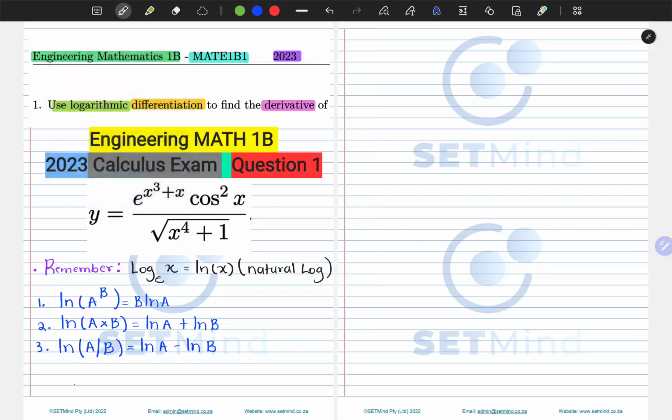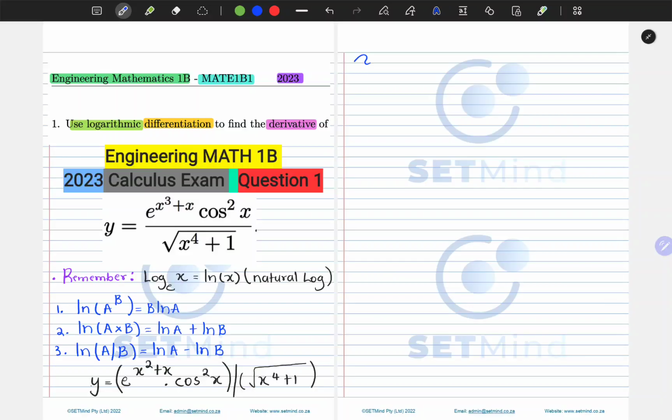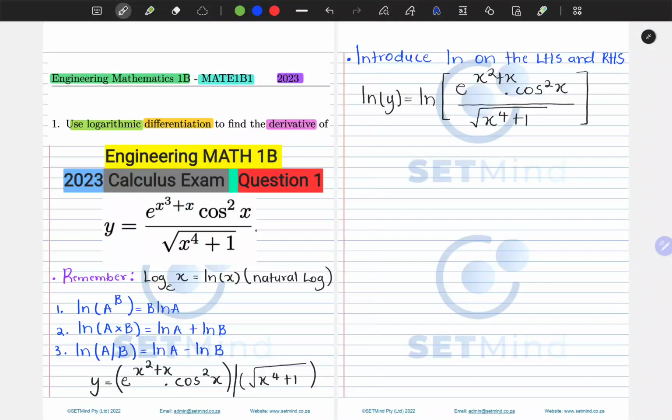Let's quickly note down our function. So in order to solve this problem, whenever you are asked to use logarithmic differentiation, you should introduce ln on the left-hand side and on the right-hand side. And if we go ahead and introduce ln, we will get the expression below. Next, we are now in a position where we can apply the properties that we have on the page on the left.